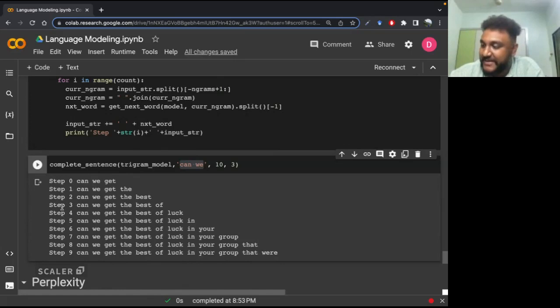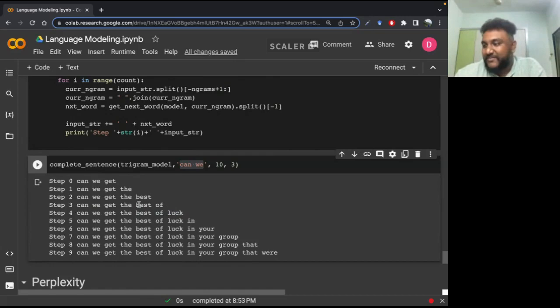Which step do you think it stopped making sense? Luck, right? Step 4. Yeah. So "best of luck" appears a lot, but then it ignores the long range dependency. It forgot that our first 4 words are "can we get the", and then it just looked at "best of luck" and filled it in there. So this is not very helpful.